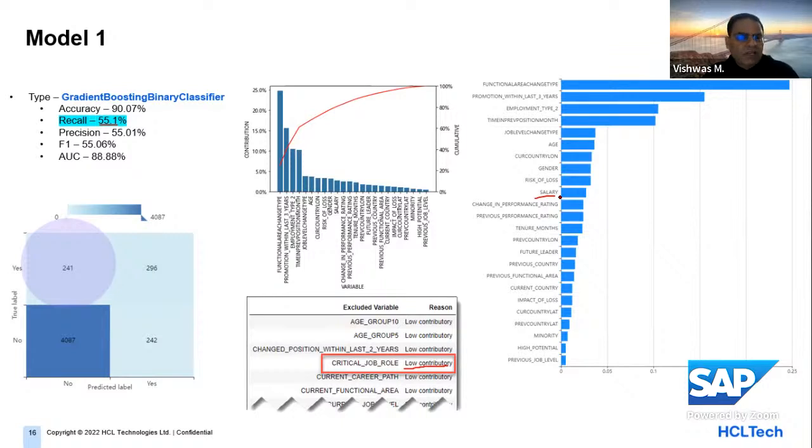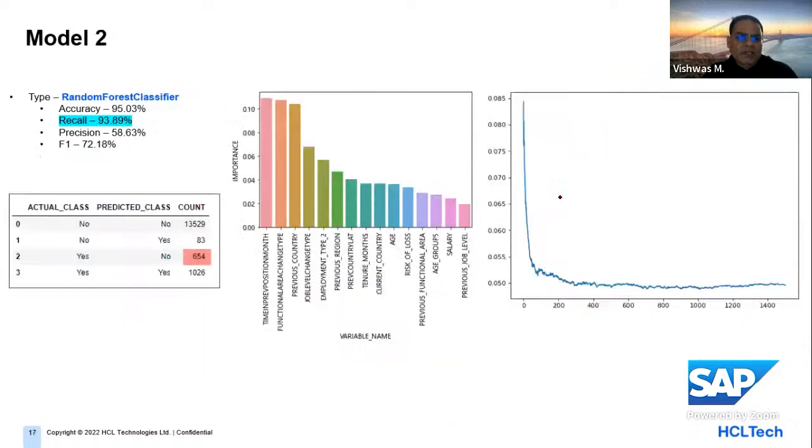Since model 1 was not really impressive, we went on to build 2 more models. For model 2, we used the random forest classifier. In this model, we were able to achieve a recall value of nearly 94%, which was better than the previous one. Accuracy was also reasonably good. F1 score was decent. Precision was not really high, but given that recall is very high, precision was supposed to go down a bit, which is to be expected.